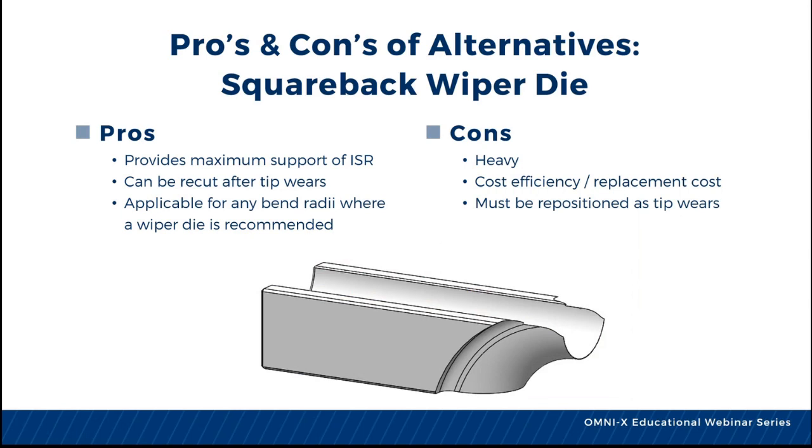The pros of square back wiper dies are that they provide maximum support of the inside radius. Square back wiper dies can be recut after the tip wears, and they are applicable for any bend radii where a wiper die is recommended. The cons of square back wiper dies are that they are heavy, less cost efficient in terms of replacement costs, or in high volume scenarios when tooling replacement time is taken into account. And for optimal performance, square back wiper dies must be repositioned as the tip wears, which introduces variability to the process.